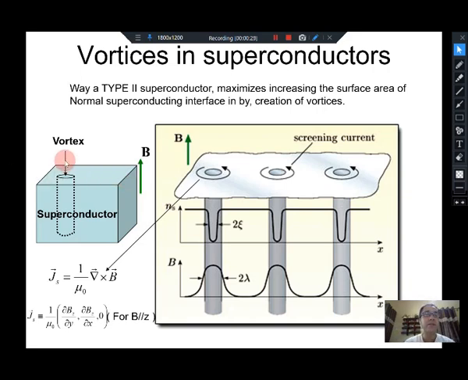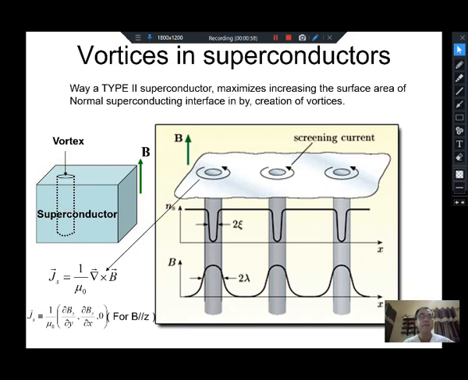And the way it does this is that the superconductor creates microscopic size normal cylinders which are present inside the superconductor, and this leads to the formation of vortices inside the superconductor. Okay, these are normal regions which are threading the entire superconductor from bottom to top.